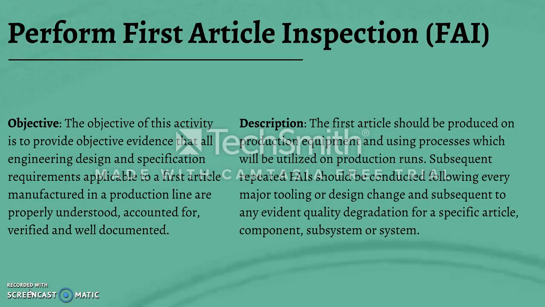Perform a first article inspection. The objective here is to provide objective evidence that all engineering, design, and specification requirements applicable to the first article manufacturing in a production line are properly understood, accounted for, verified, and well documented. The first article should be produced on production equipment and using processes which will be utilized on production lines.